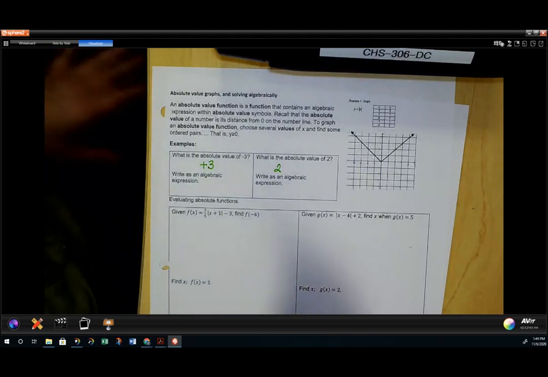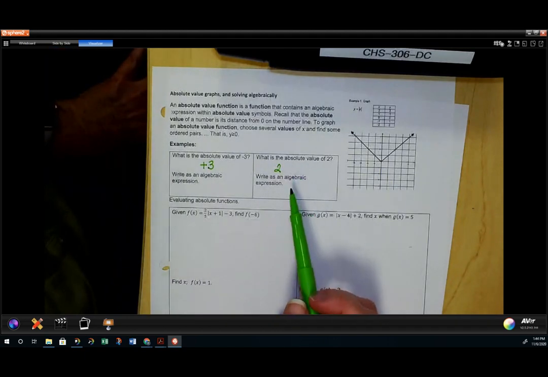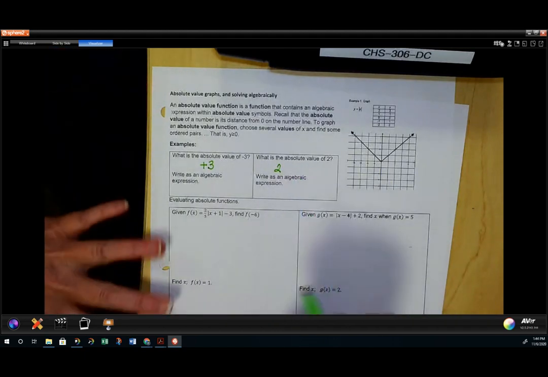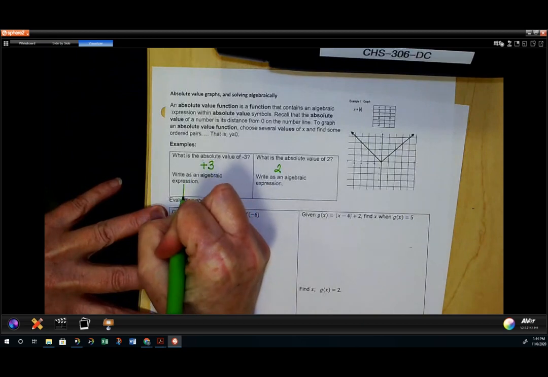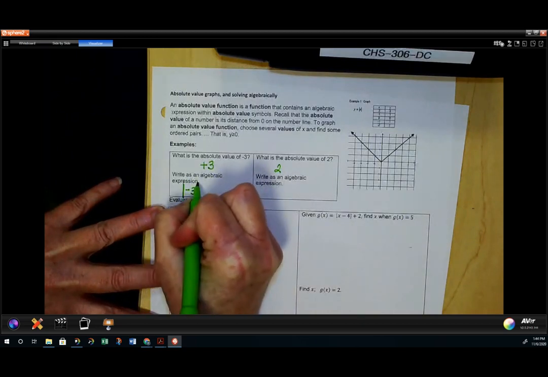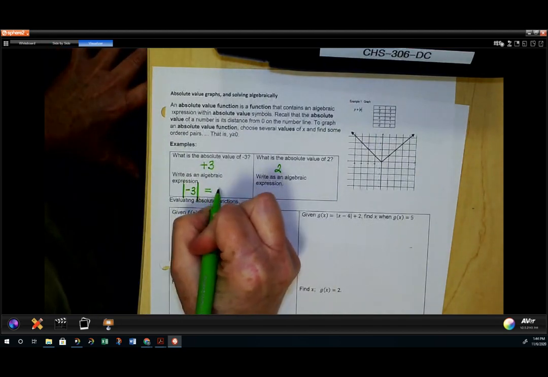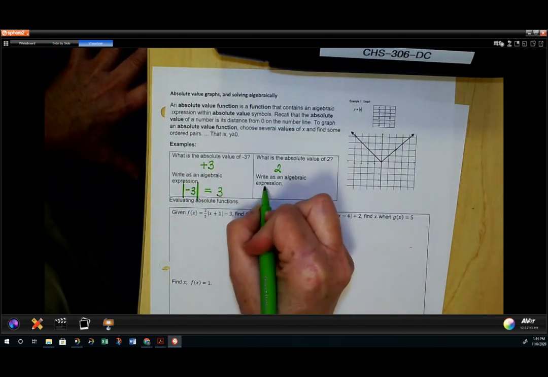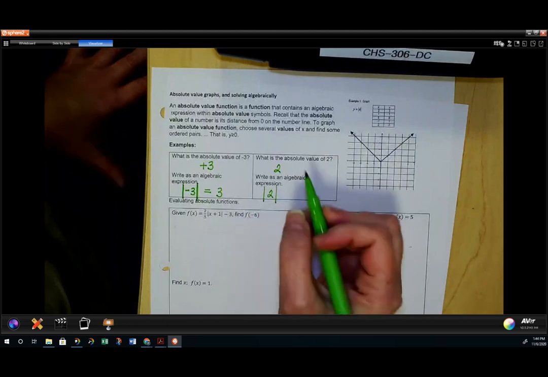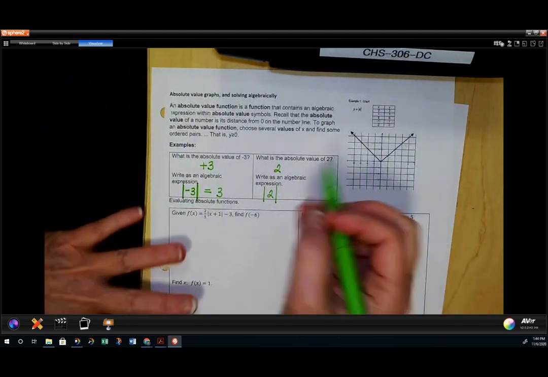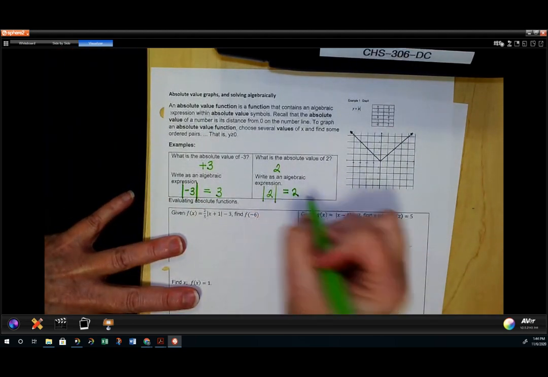I think about it as you're only taking the distance that you're going to travel. So the absolute value of any number will always be a positive number, and that's just what that distance will be. So the absolute value of -3 means that you have bars with that -3, and that value is 3. The absolute value of 2, remember you still have the bars, is still going to be 2.